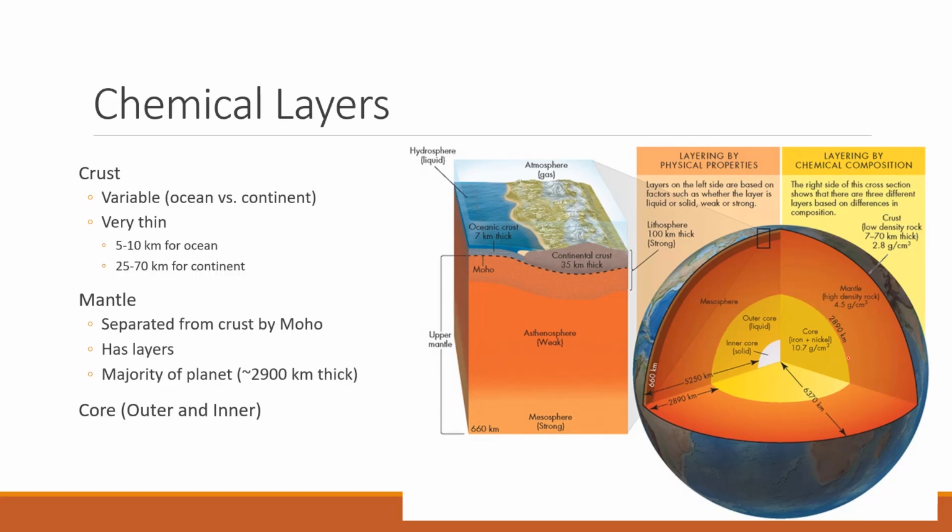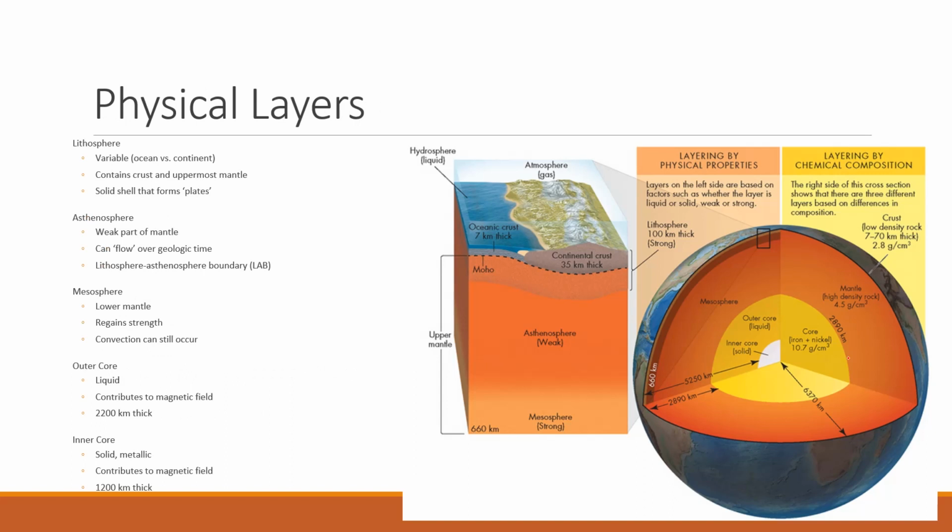So we have chemically crust. This is our most variable layer. This is where we stay. It's the very thin outer layer of the planet. We have a rocky mantle. It is separated from the crust by the Moho. The mantle has mechanical layers, and it's the majority of the planet. It's the largest volume of the planet, about 82% of the planet. And then we have the core, which again we see has mechanical layers.